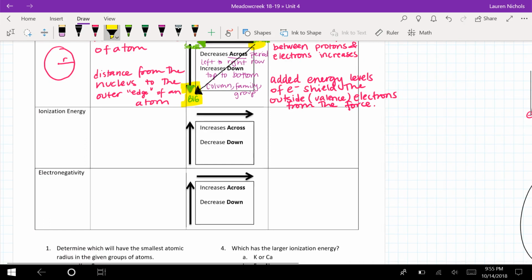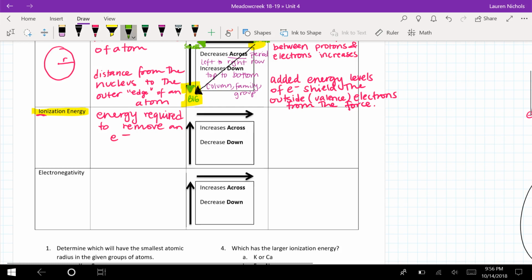So the next trend we're going to talk about is the ionization energy. And you might be seeing one of your vocabulary words embedded in there, the word ion. And so ionization energy is the energy required to remove an electron, which if you remove an electron, you become an ion, specifically a cation. And so this talks about how much energy does that require? So energy required to remove an electron.